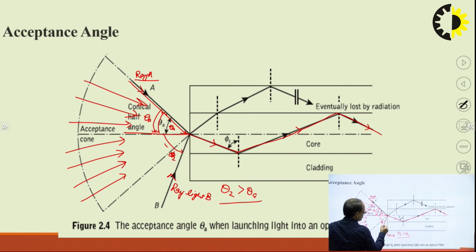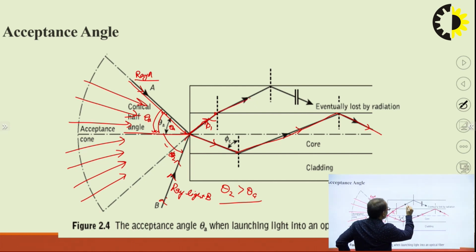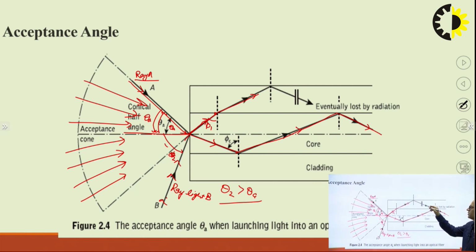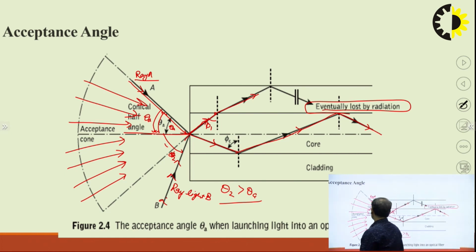Then this ray, let's say this is ray B, will not follow the total internal reflection. When this ray enters into the optical fiber cable, it makes an angle which is not greater than the critical angle, so it will not perform the total internal reflection. This ray will get penetrated into the cladding, and what will happen? It will eventually be lost in the cladding only. Clear?